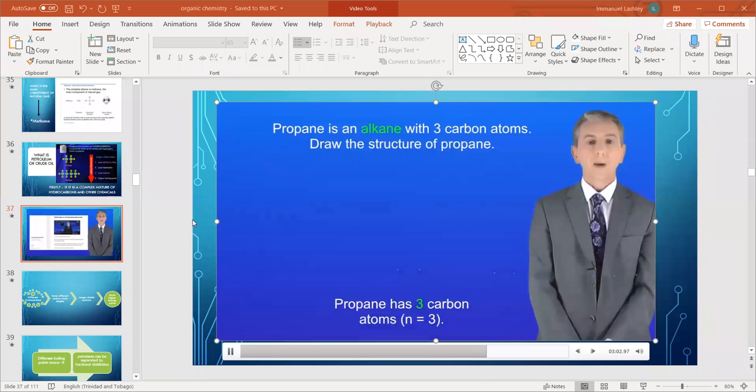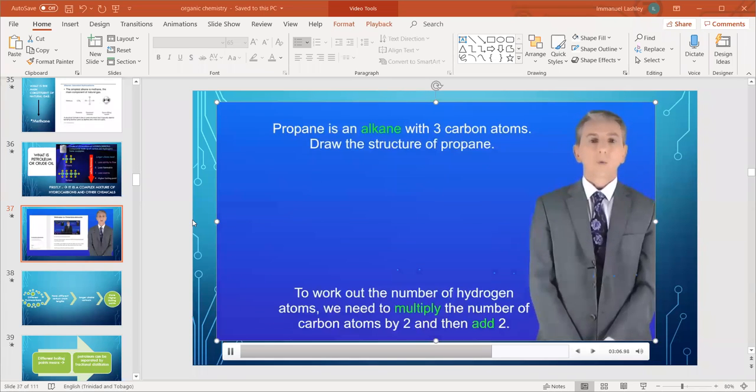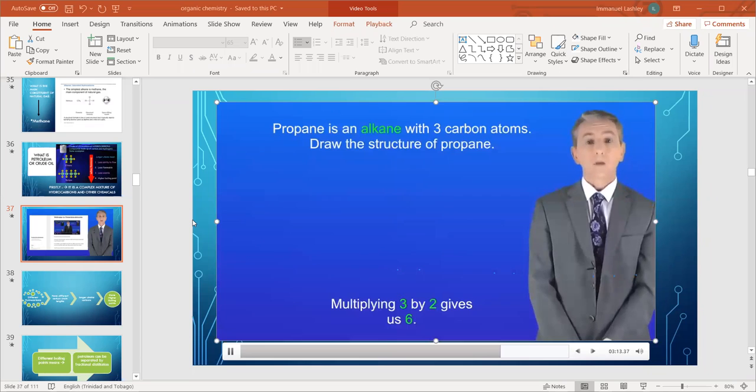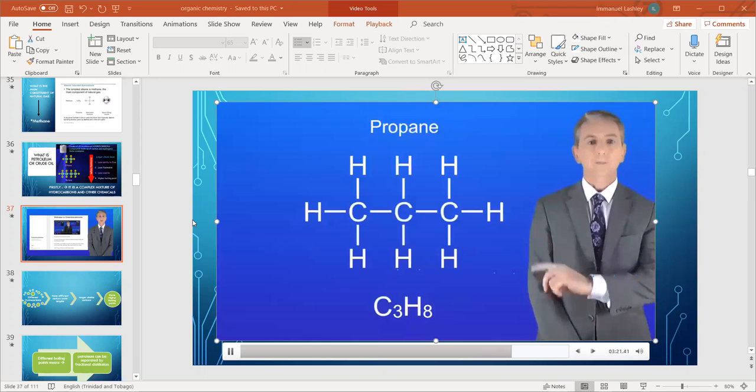Okay, so propane has 3 carbon atoms, so n equals 3. To work out the number of hydrogen atoms, we need to multiply the number of carbon atoms by 2 and then add 2. Multiplying 3 by 2 gives us 6. Adding 2 now gives us 8 hydrogen atoms, and I'm showing you the structure of propane here.